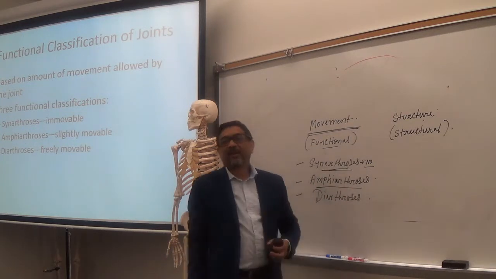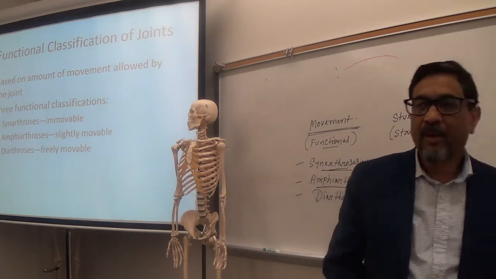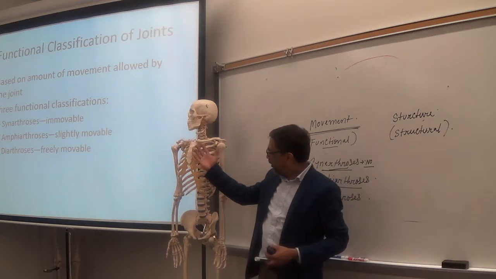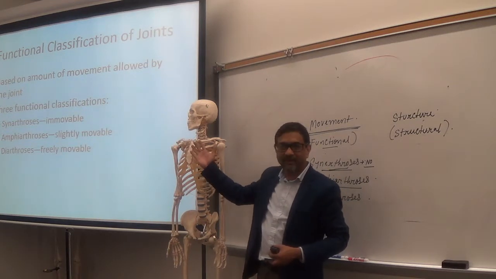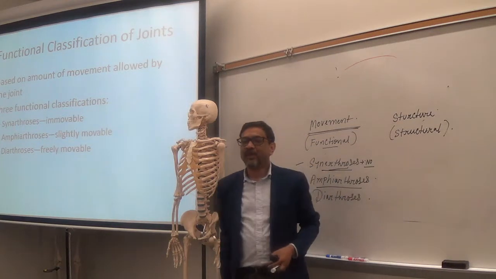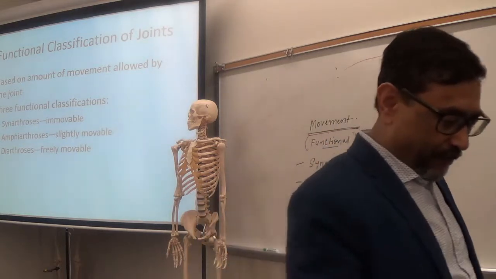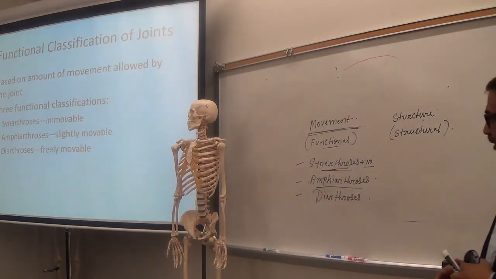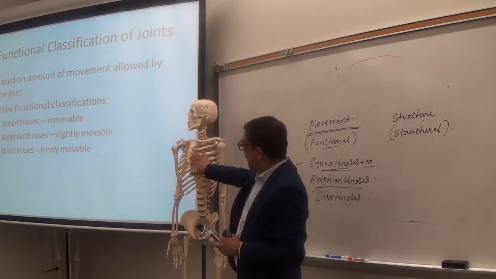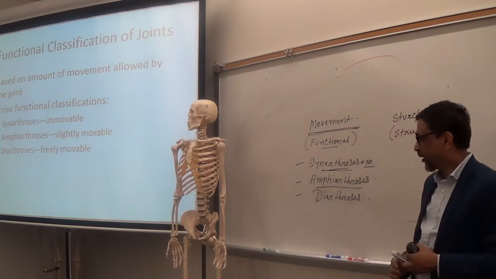Amphiarthrosis, small movement. Example, when you breathe, you know that ribs move, right? Like this, the ribs move, but not a lot, slight movement. So, ribs are attached to the sternum and small amount of movement occurs there, amphiarthrosis.